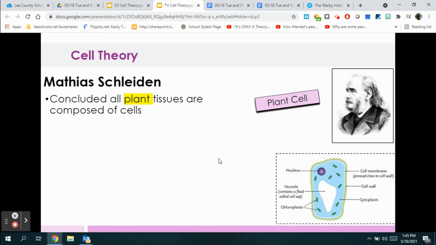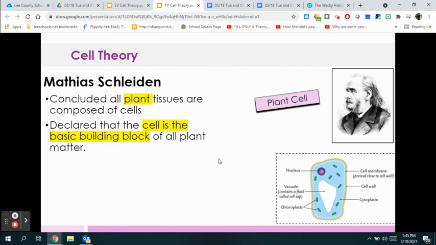Matthias Schleiden concluded all plant tissues are composed of cells. He declared that the cell is the basic building block of all plant matter. He sensed the importance of the nucleus of a cell. He did this in 1838.